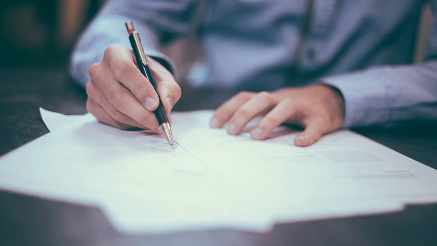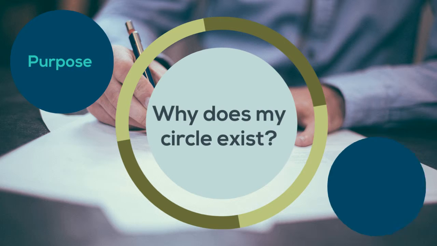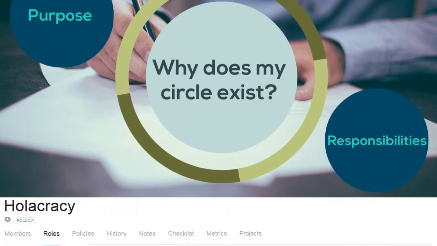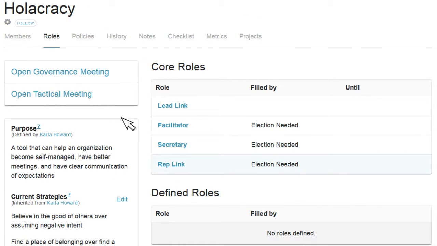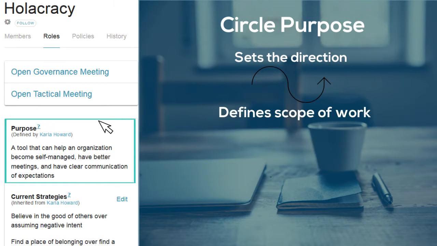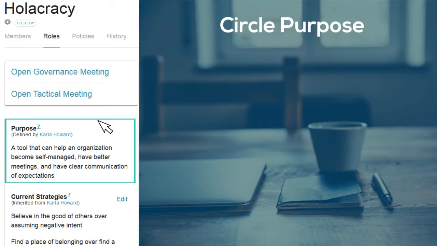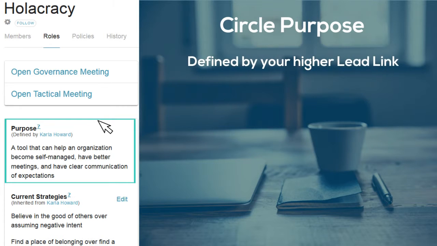Before we even think about breaking down the work, we first want to look at the big picture. What is the purpose of our circle, and what are we responsible for to our Lead Link and the rest of the company? Your purpose is located at the top left of your Glass Frog page. A purpose sets the direction and scope of work for your circle, while also letting others across the company know what they can rely on you for. The purpose of your circle is set by your higher Lead Link. So, although you don't have to come up with a great purpose, you should feel confident about executing the purpose of your circle.